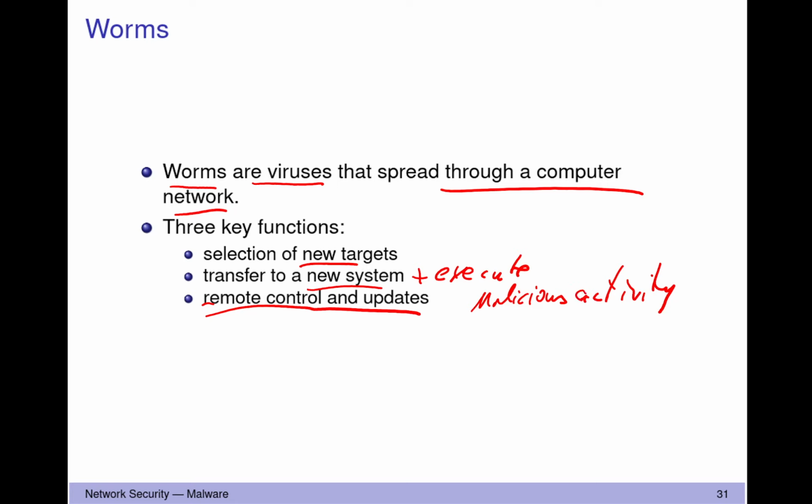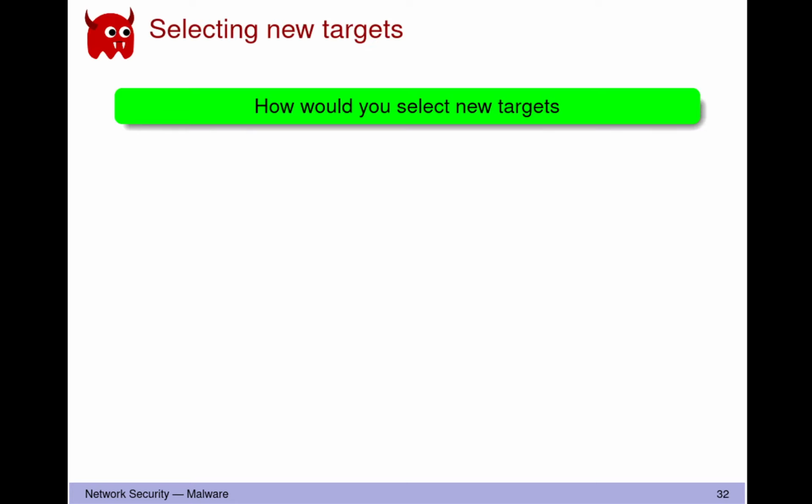Okay, so how would you select targets? What would be your criteria? If you're on a machine and your worm is running and you want to spread it, how would you identify the next IP address to contact, or the next email addresses? What kind of contacts do you have, or what kind of targets could you think of?